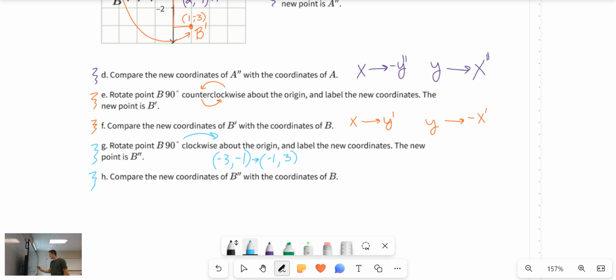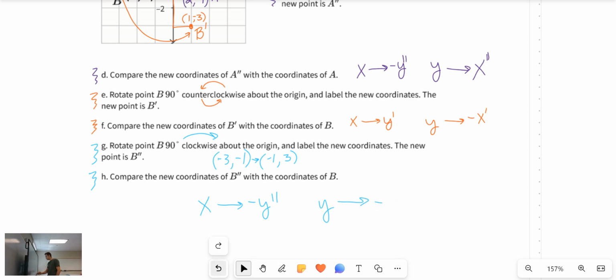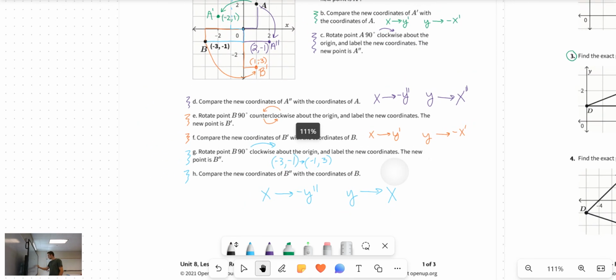That's our last step. So comparing the new coordinates, our x value to start was -3, and that became the opposite, we switched the sign, so negative y double prime. And finally, our y value, our -1, we kept the sign. It's not -x, because y is -1 and x is also -1, so y corresponds directly to x. So there we go.